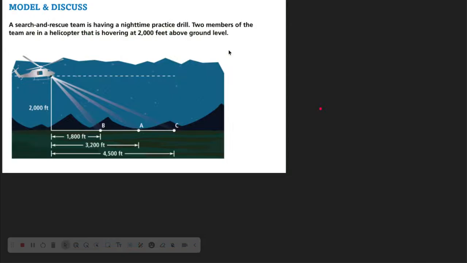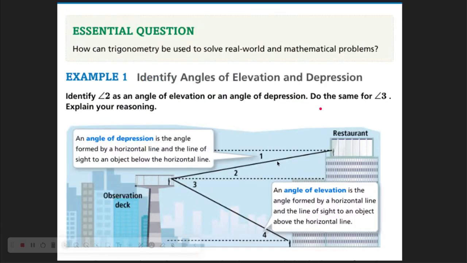So let's look at this picture. Angle 1. Is this an angle of depression or an angle of elevation? It's an angle of depression. The horizon is at the top. Angle 2, is this an angle of elevation or an angle of depression?